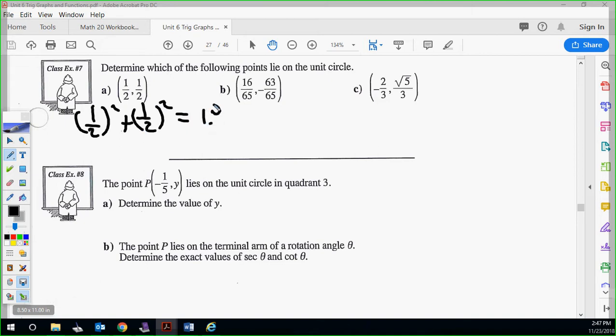Well, 1/2 squared is 1/4, plus 1/4, that's 2/4. So it does not equal 1. So this one is no. It's not on the unit circle.